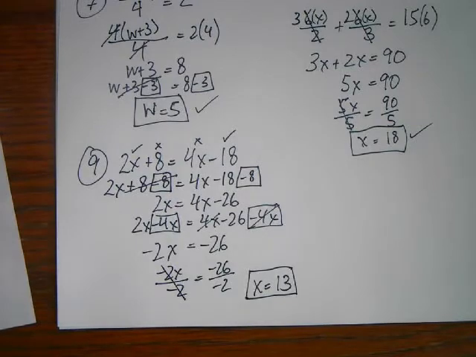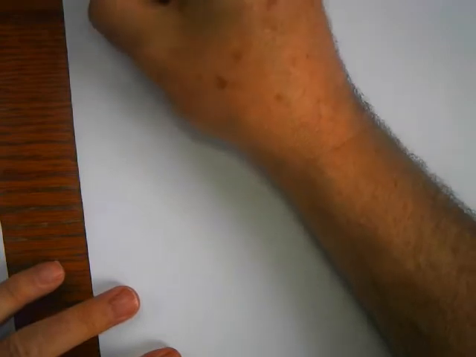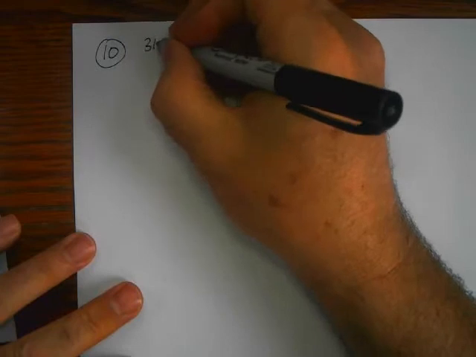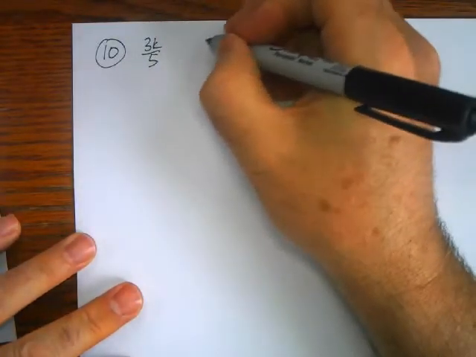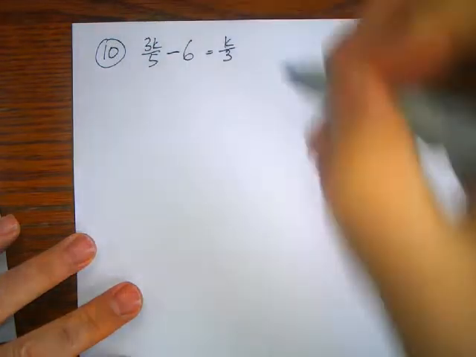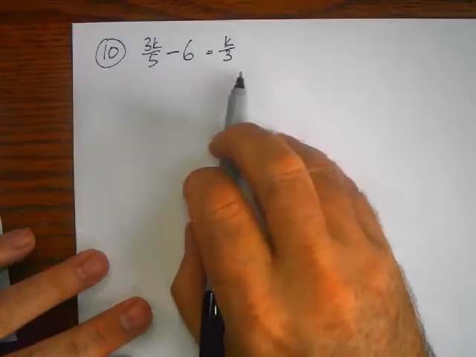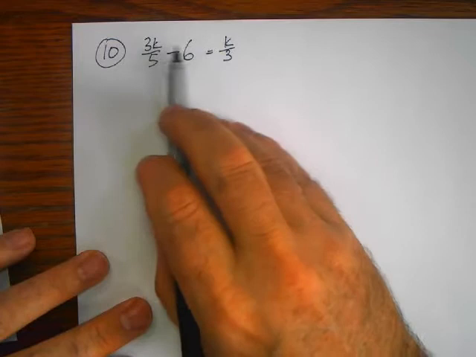Okay, we've got 2 more examples to do. Okay, so number 10, we have 3k over 5 minus 6 equals k over 3. This one's a little more complicated because we've got two fractions, although we've seen that before. We've also got two variable terms here.